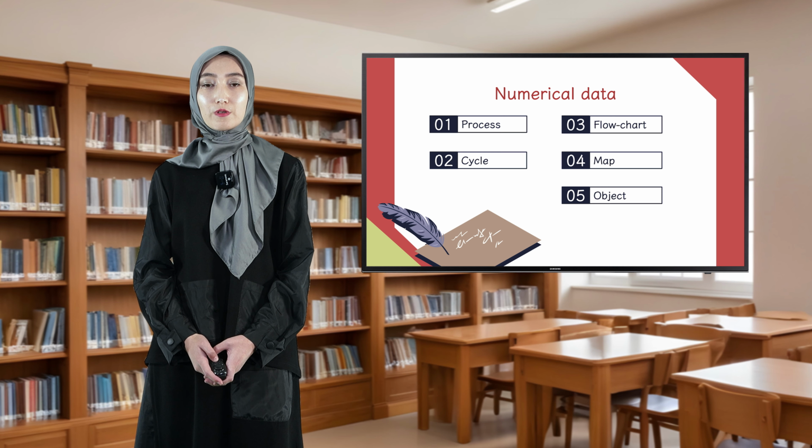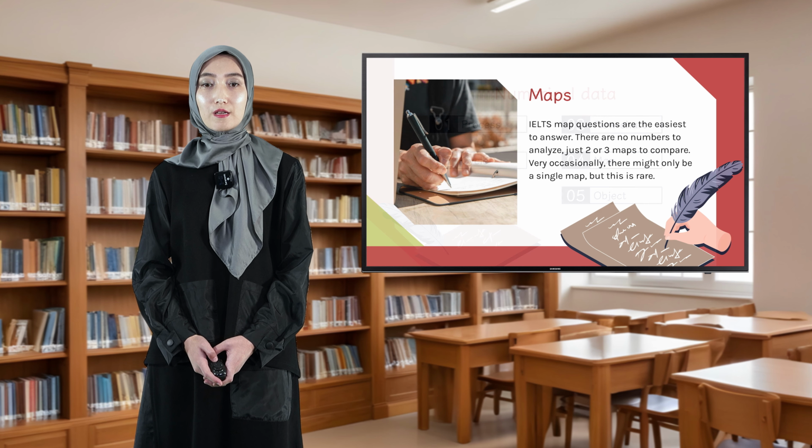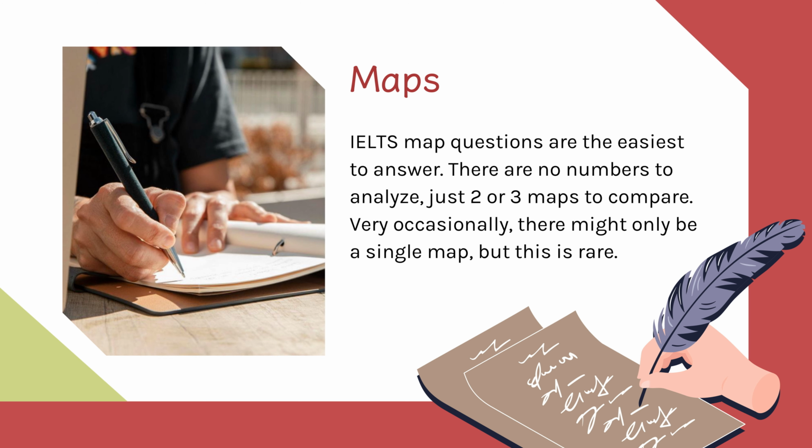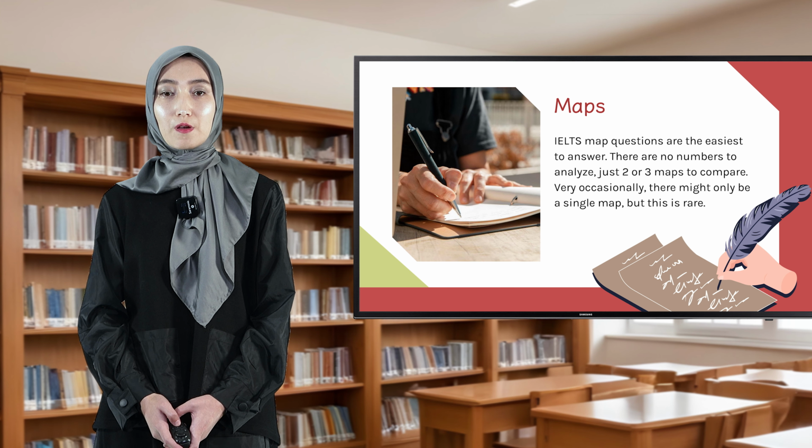Process and map are the common types of tasks, and today we'll learn how to describe maps. IELTS map questions are the easiest to write. You don't have to describe or analyze any numbers, and you will be given just 2 or 3 maps to compare. The thing you can do is just comparing.